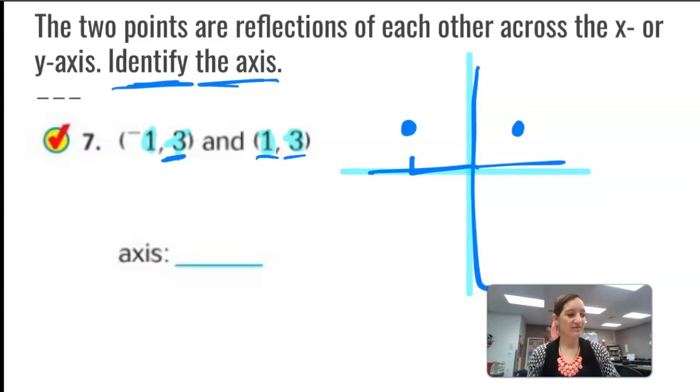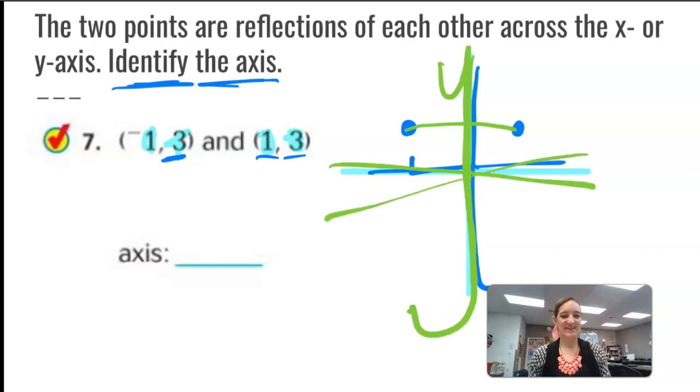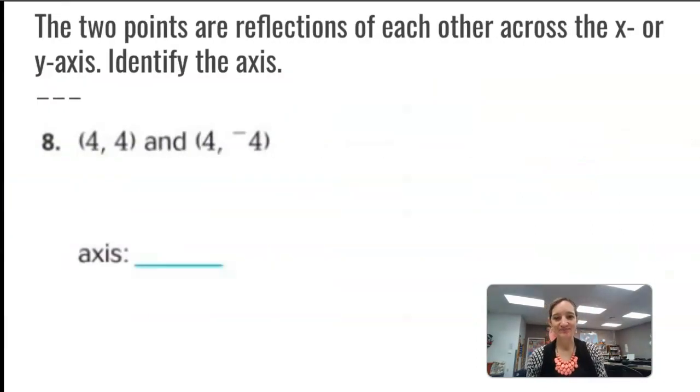So in order to go from quadrant 2 to quadrant 1, I would have to have crossed the y-axis. Remember, this is the y-axis. This is the x-axis. So those two ordered pairs are a reflection across the y-axis. That's how they were reflected, and that's the mirror. The line of symmetry is the y-axis.